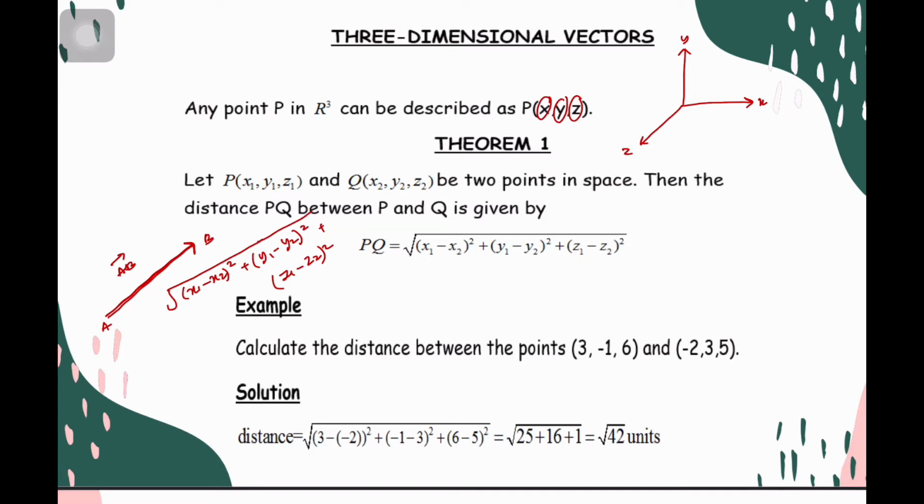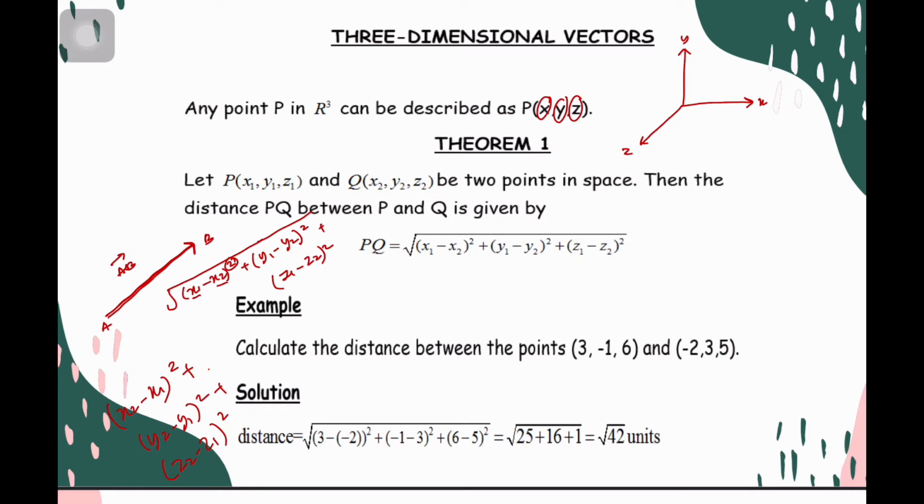Okay, it doesn't matter if you take x2 minus x1, it is the same, but you need to remember, if you take (x2 minus x1) to the power of 2, you need to do (y2 minus y1) to the power of 2 plus (z2 minus z1) to the power of 2. This one is also correct. Either you start with x1 minus x2 or x2 minus x1, it is correct, because you have the power of 2 here. So this is how you find the distance between two points in three-dimensional space.